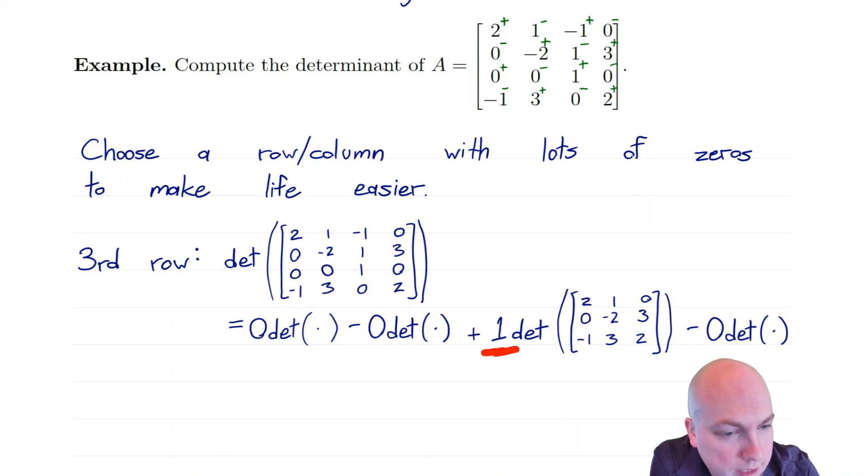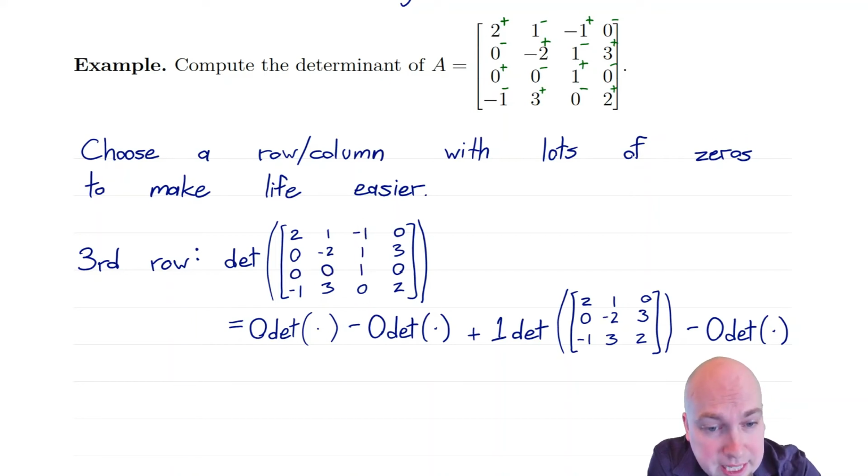Like the 1 is coming from this entry here, but where's this 3 by 3 determinant coming from? Well, what you do is you erase the row and column containing whatever entry you're focused on. So the 1 came from this 3, 3 entry, so erase the third column and third row of that matrix.